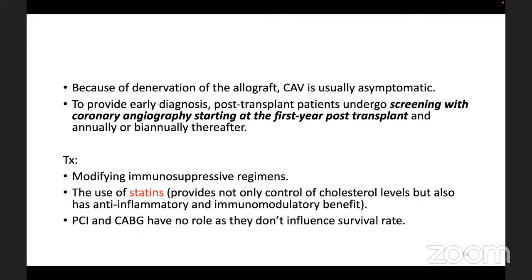Now for the treatment, once we diagnose CAV, to be honest, you're just going to continue using statins and provide hemodynamic support, whether it's inotropes or mechanical circulatory support. You can modify immune suppression regimens, but that doesn't mean it would improve survival. You can try PCI or CABG, but it doesn't have any role, and I don't think it's being practiced because it doesn't influence the survival rate.